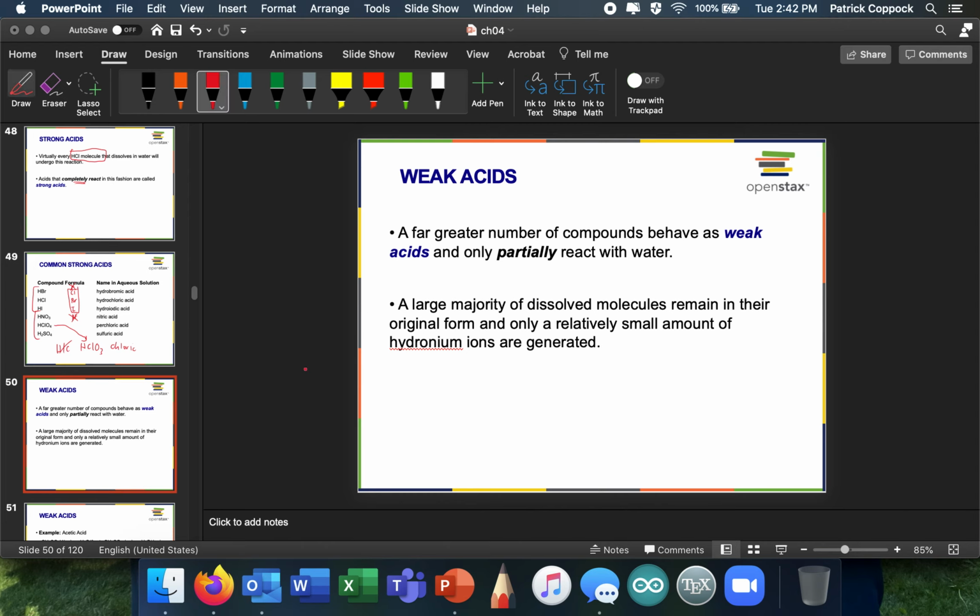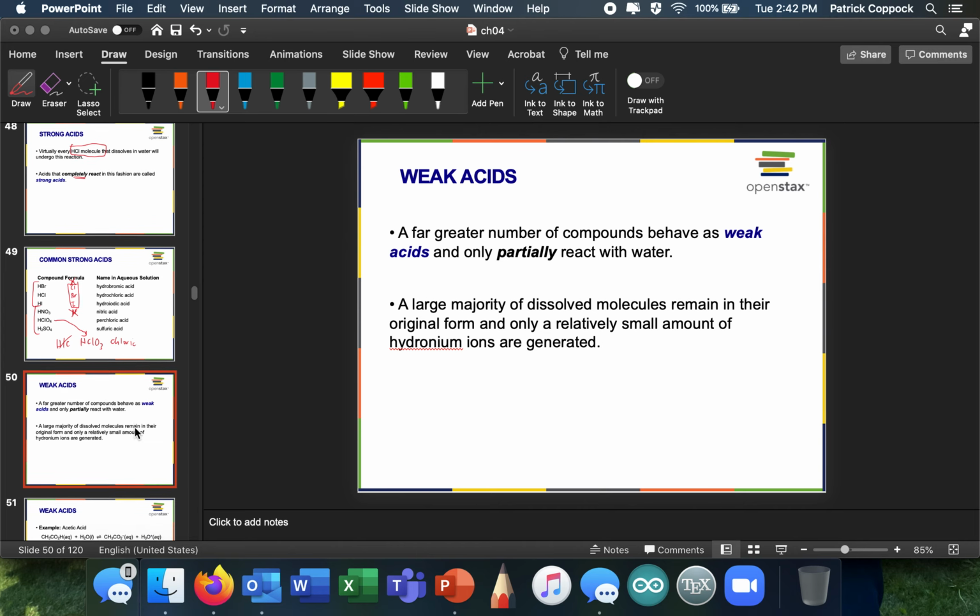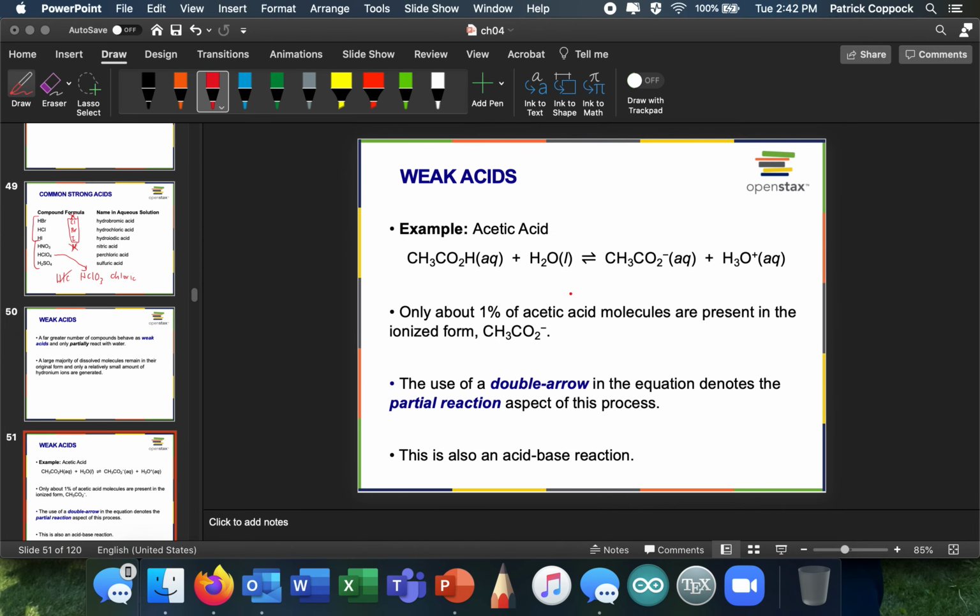All right, now weak acids are basically every other acid that is not named in that list of strong acids. Way more compounds behave as weak acids, and they only partially react with water. The large majority of dissolved molecules in a weak acid remain in their original form. Okay, so the classic example of a weak acid is acetic acid. In acetic acid, only a small fraction of the acetic acid molecules lose their proton and become acetate, right?